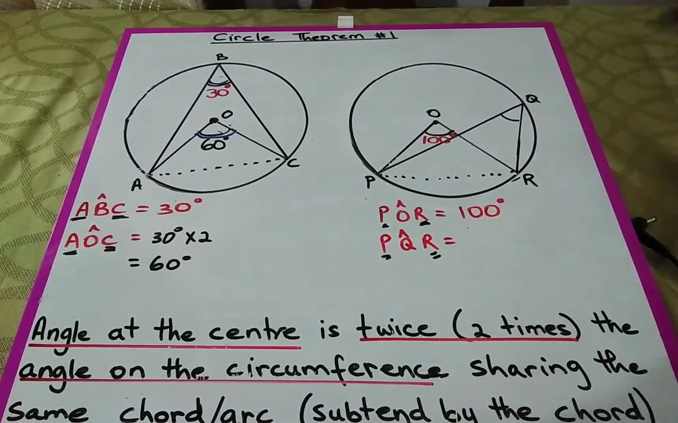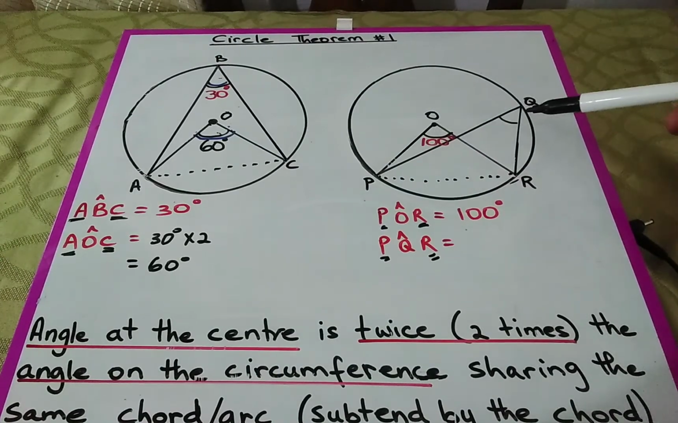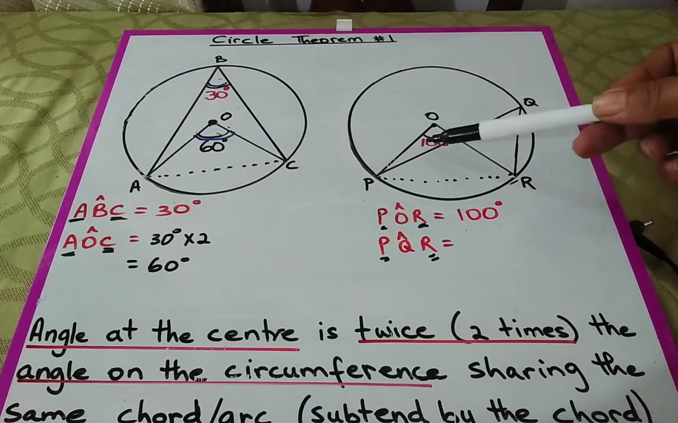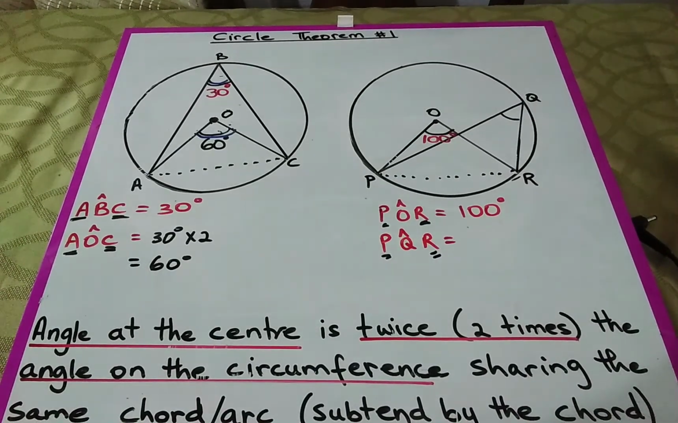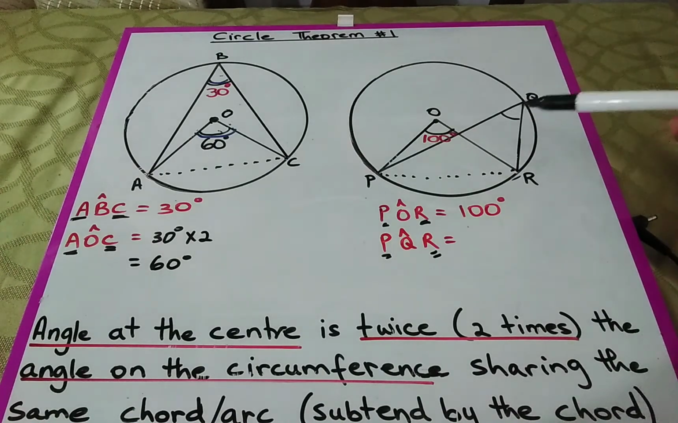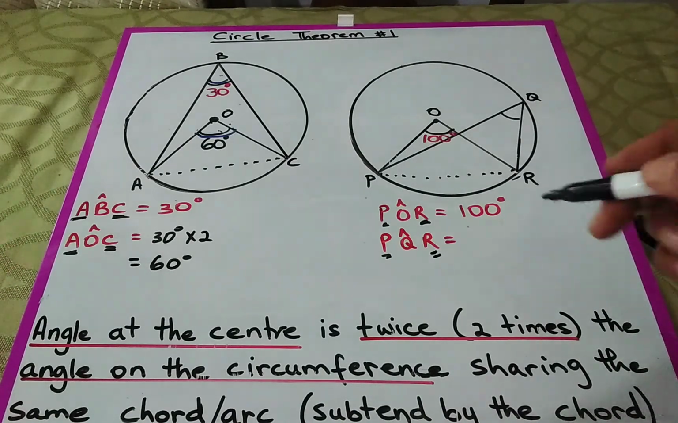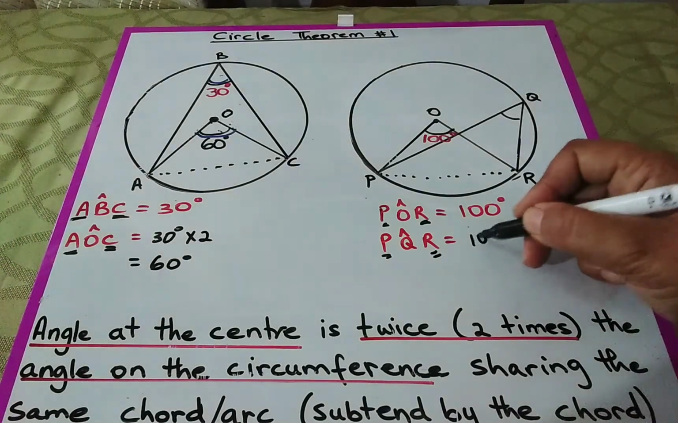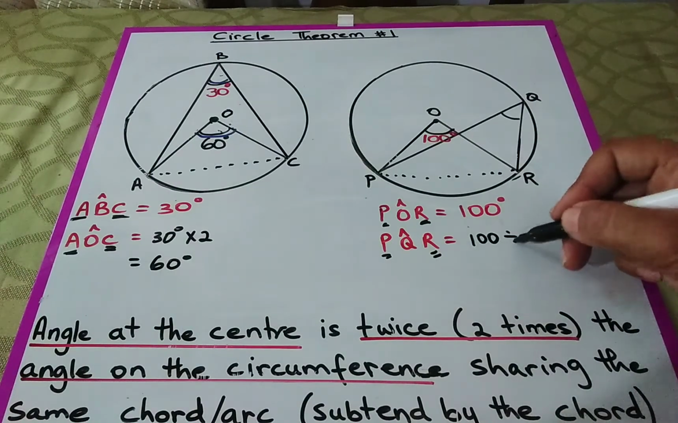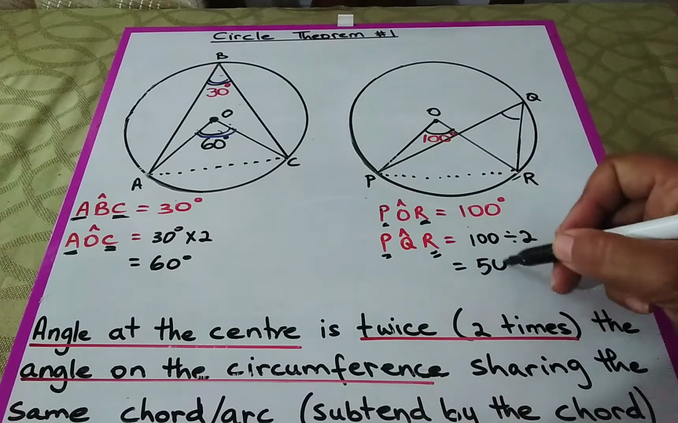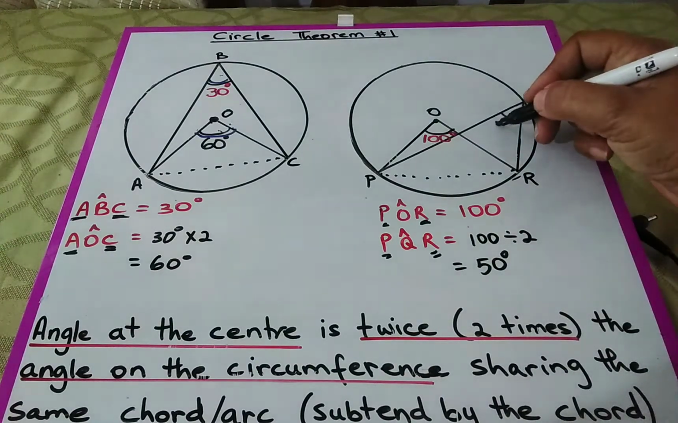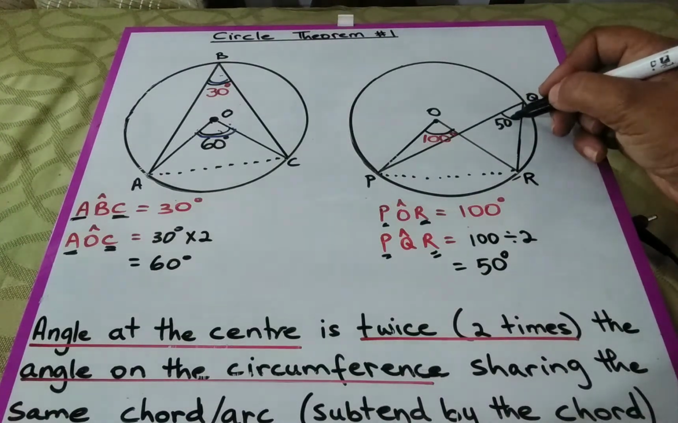the theorem, angle at the center is 2 times this. And if this is a bigger one, then this is a smaller one. We would not multiply, because when we multiply, it would increase. So if this is a smaller angle, we do the opposite. We divide by 2. So we'll say 100 divided by 2, and that gives us 50 degrees. So the answer is 50 degrees.